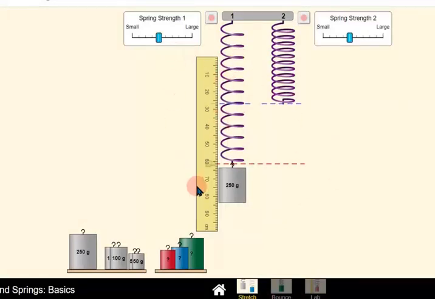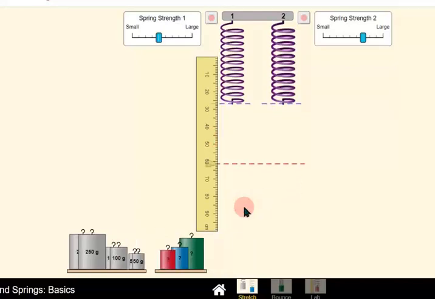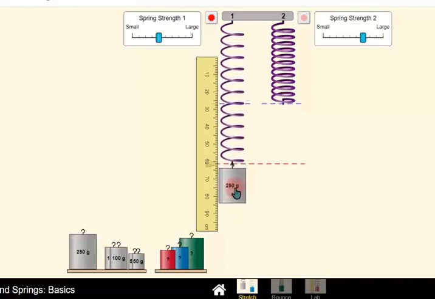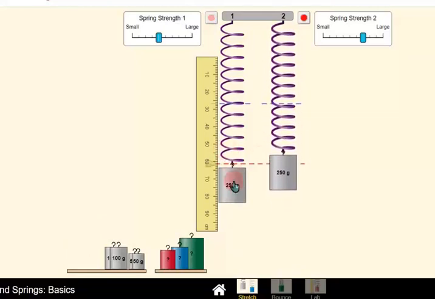Here we are. We have two springs. The two springs have different strength. This one is thicker. It's stronger than the other one. Now I'm going to hook two masses, 250 grams and another 250 grams on this one. You can see that this one is stretching more than the other one. This is what I want to show you. This one is stretching more than the other one because this spring has different elasticity than spring A. Alright.